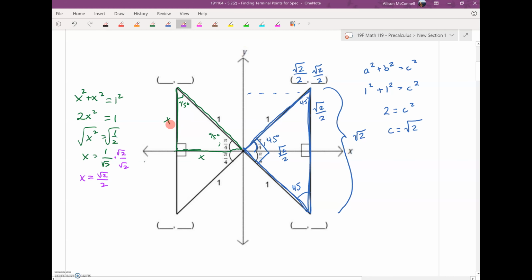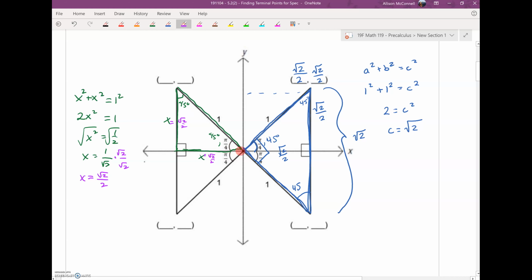And so now we know that our x value here is going to be root 2 over 2, and this x value and this x value in this case, which is this x value, which is actually the y coordinate, is just labeled with the same variable, would be root 2 over 2.